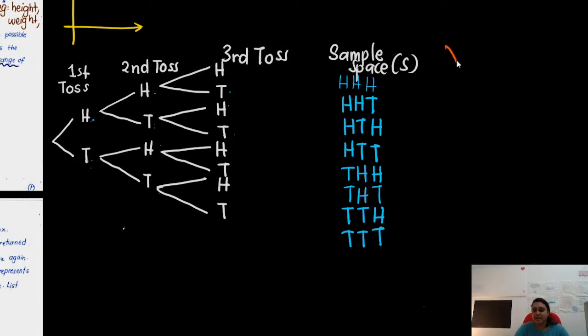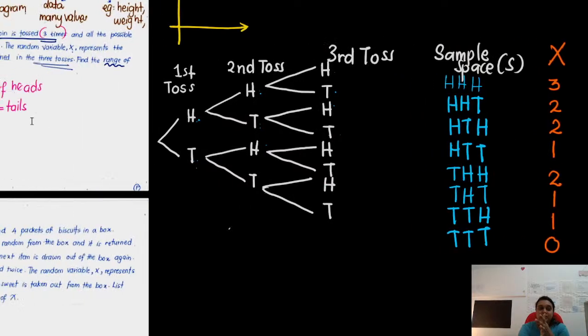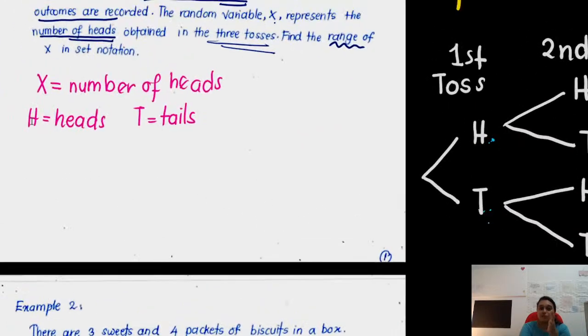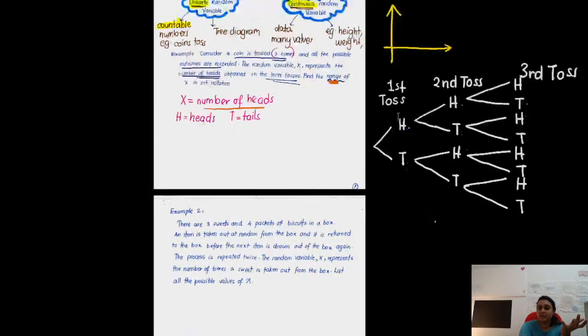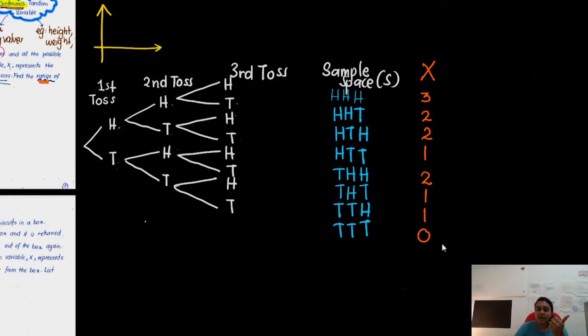So we write here x. Here got how many heads? We have 3 heads. Here got 2 heads, 2 heads, 1, 2, 1, 1, 0. So this is considered your range, because here they already told you find the range of x. Find the range, meaning that x is representing number of heads. So total here, number of heads we have starting from 0. 0 is the lowest, the highest is 3, isn't it?